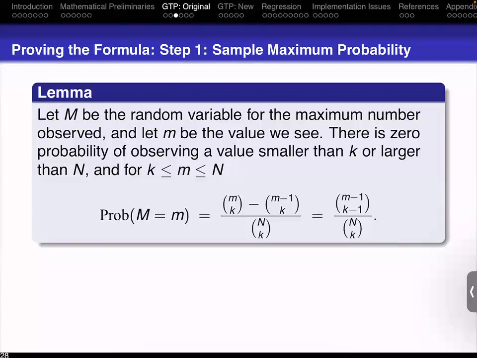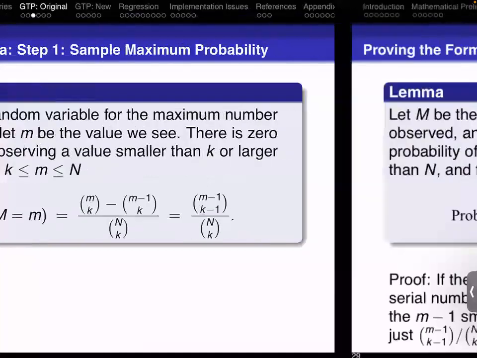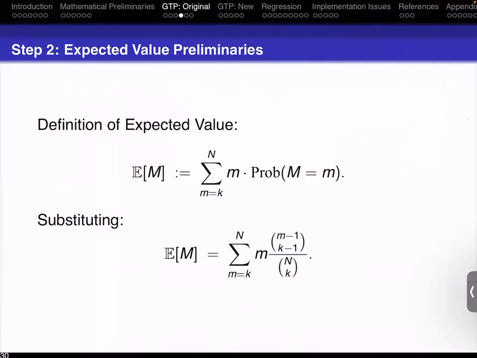So we now know exactly what the probability is. And so what we could do is we can do expected values. Is there anybody here who has not seen expected values?